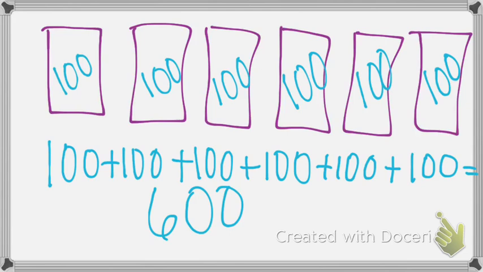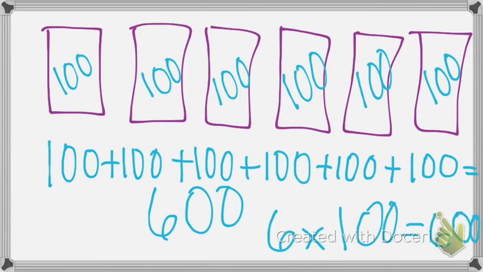We are also supposed to write in our notes a multiplication sentence for this one. Well, if I'm adding 100 6 times, that means I'm multiplying 6 times 100 to get the same answer of 600.